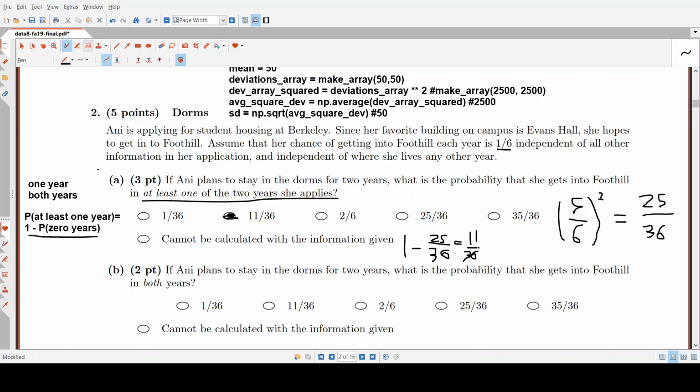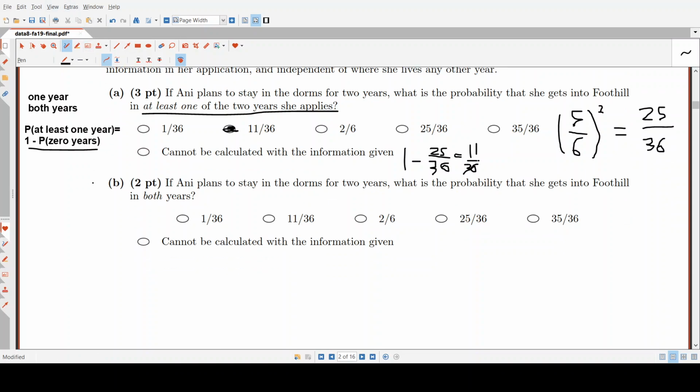Okay. Now, part B. If Ani plans to stay in the dorms for 2 years, what is the probability that she gets into Foothill in both years? Okay, so here, the probability of getting into Foothill in 1 year is 1 over 6. So to get in both years, this needs to happen 2 years in a row. So we would want to square this, and then we would get 1 over 36. And that's this answer right here.